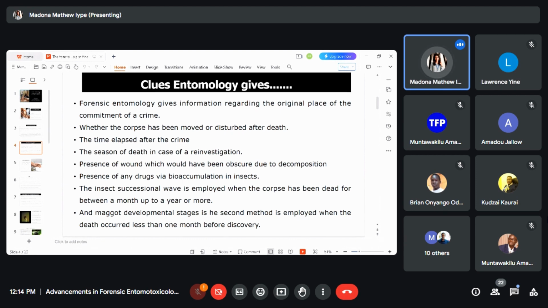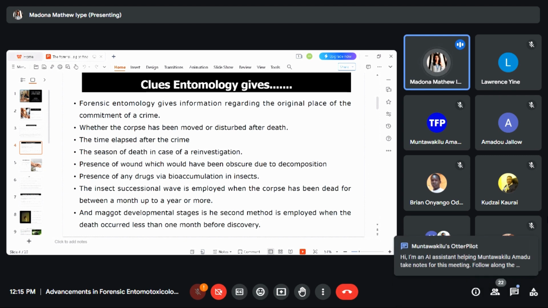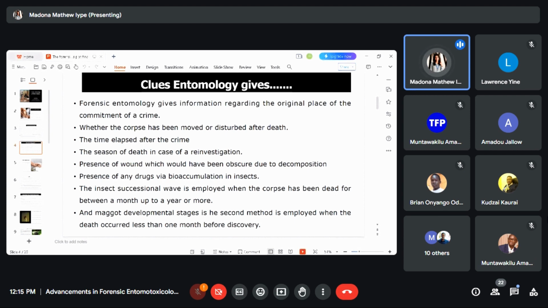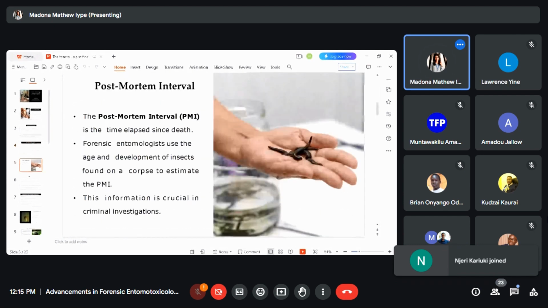Then the insect successional wave is employed when the corpse has been dead for a month, between a month up to a year or more. So basically, what an insect successional wave is: if the corpse is dead between a month to a year or more, then this ISW, the insect successional wave, is calculated. But if the period is below 1 month after the postmortem, then the maggots' development stages are used.